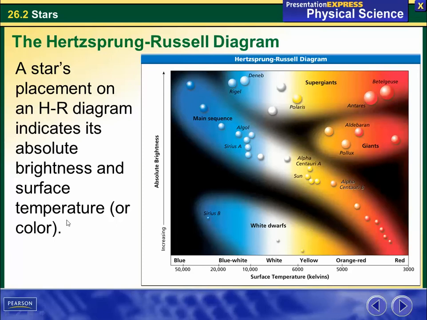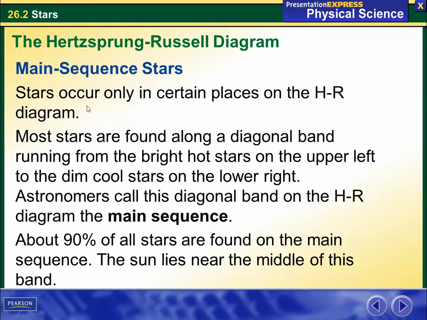So the sun falls right in the middle of what's called the main sequence. The main sequence is something we've noticed: stars only occur in certain places on the HR diagram. Most of the stars are found along a diagonal band, running from the bright, hot stars on the upper left to the dim, cool stars on the lower right. Astronomers call this diagonal band on the HR diagram the main sequence.